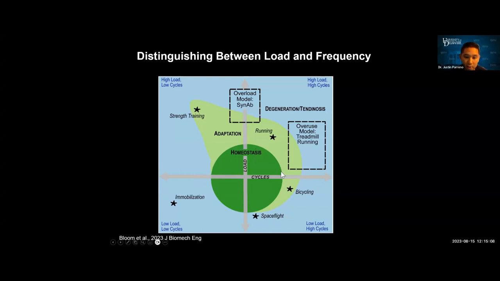The green circle here is physiological homeostasis, so not much tendon change here. In the light green, you have tendon adaptation. So what you see here is that with a high number of cycles, there can be an adaptation, such as positive changes to your tendon. This can also be during running, where there's an increase in the number of cycles as well as load. There can also be positive adaptation with regard to strength training. So a high amount of load, not necessarily an increase in the number of cycles, but still you get a positive change to your tendon.